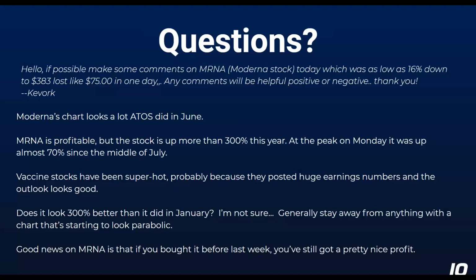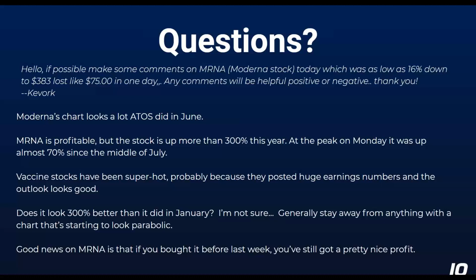And so vaccine stocks have been super hot, probably because they've all posted huge earnings numbers in the last couple of weeks. The outlook looks good. But again, at a certain point, stocks come back to the net present value of future cash flows, which is the sort of academic definition of it. But what that means is, am I going to get some value back for my ownership of this stock, whether it's a dividend or whether the company buys back shares? In some way, something has to come back the other way, right? So is there anything about Moderna that looks 300% better than it did in January?